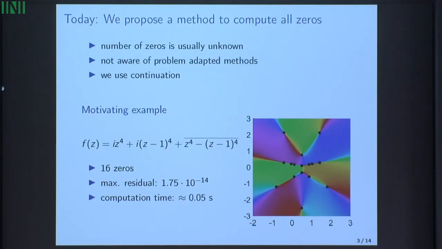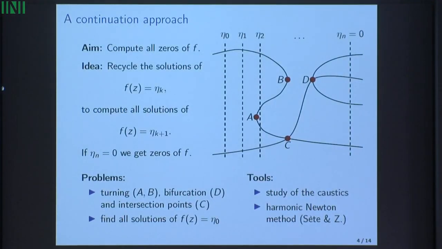As I said, it's based on continuation, so the idea is very simple. Assuming that we have all solutions of the equation f of z equal to eta k, we want to deduce all solutions for the right-hand side eta k plus 1. Very simple. And then we let the eta k's go to 0, and finally we get the zeros of our function. So there are two main problems. First of all, the number of solutions can change in between.